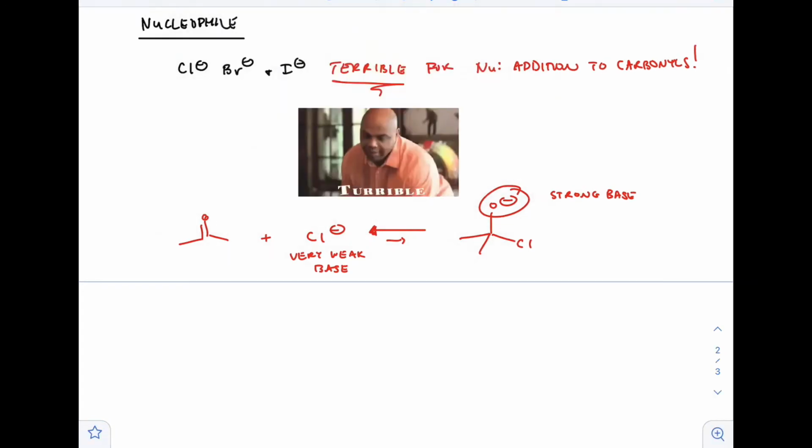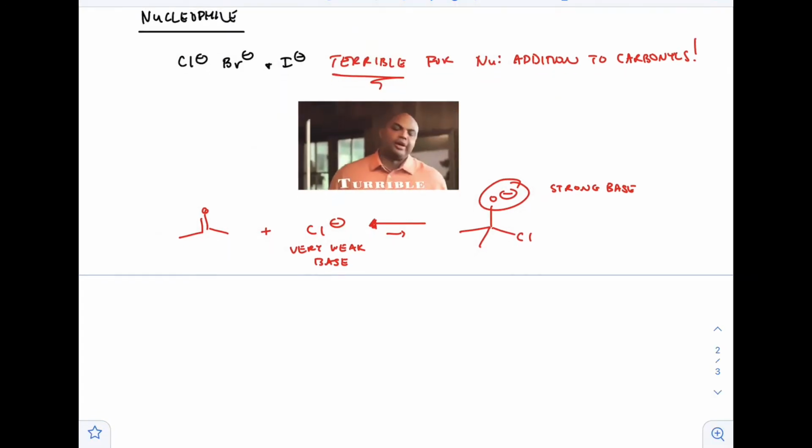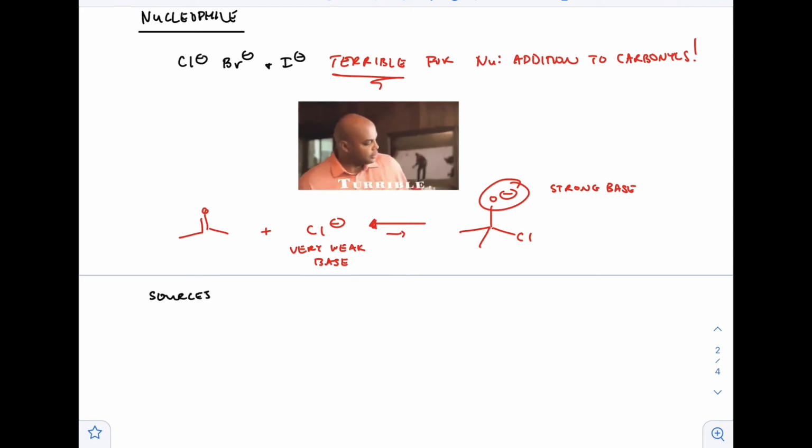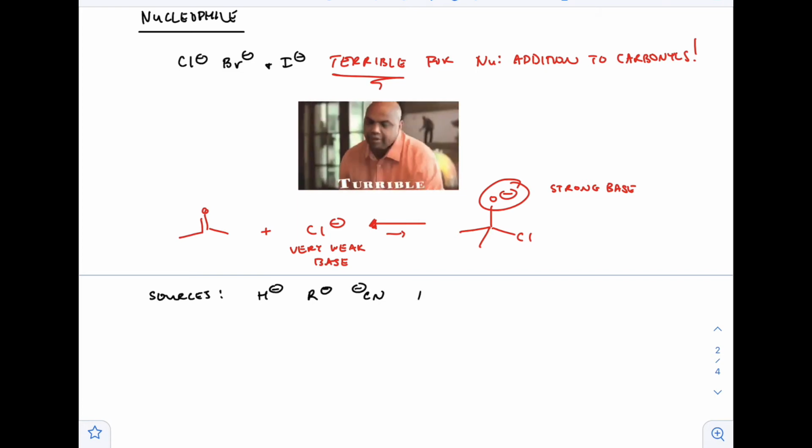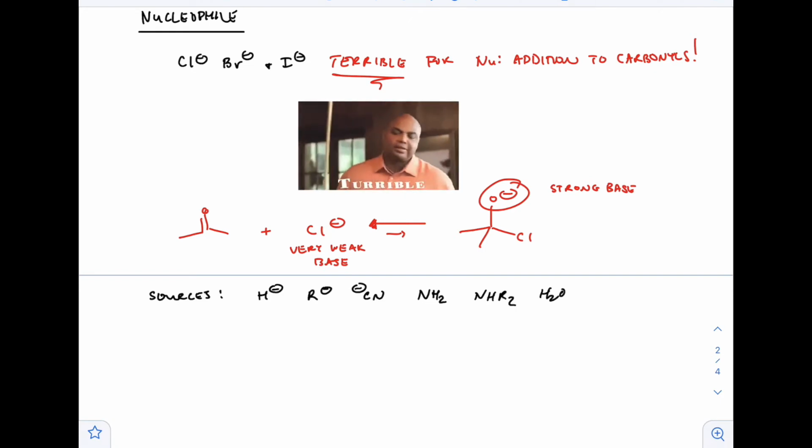And so the reason why this is important to note is because when we did SN2 reactions, those were good nucleophiles under specific conditions, right? But they're terrible now. So it's a little bit different, okay? Sources of nucleophiles that we do like are going to be like hydrides, carbanions, like R minus, cyanide, CN minus, amides, amines, water, alcohol, right?